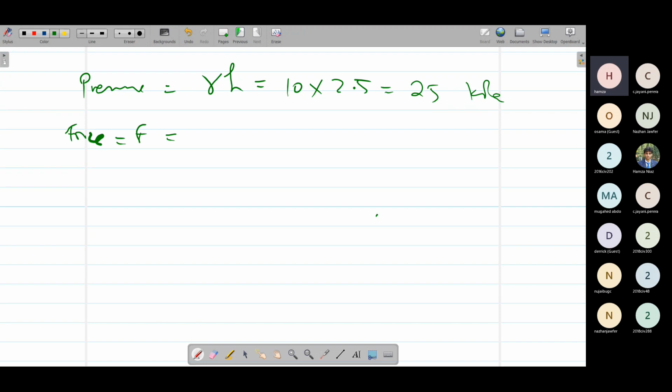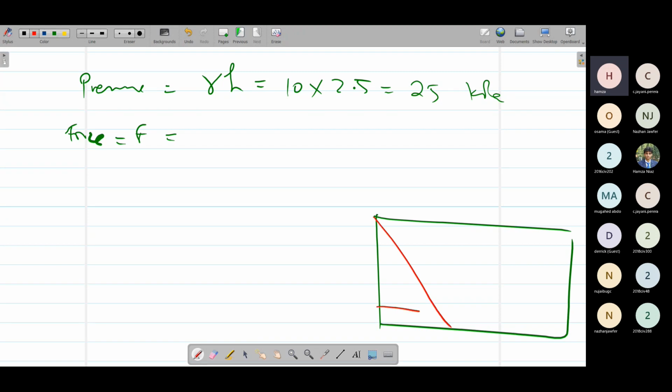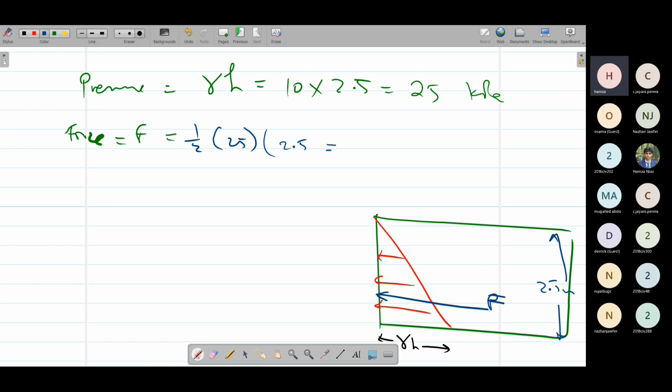The force, if I draw it like this, this is our wall. This much amount of water is acting on this, and the pressure is gamma H at the bottom coordinate. The force is this resultant force acting, this is the area. Force is the area of this triangle, half into base. Base is 25, the pressure calculated, into height, 2.5 meters. So this is 31.25.